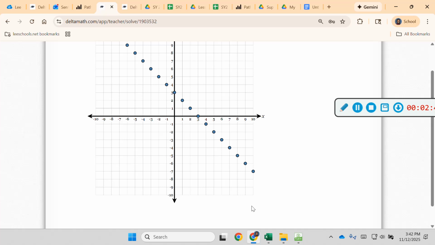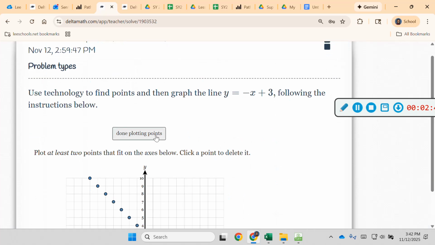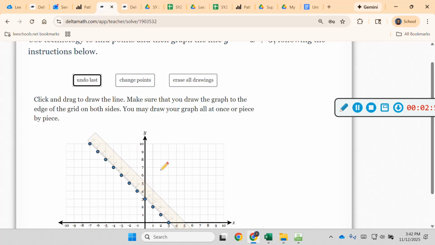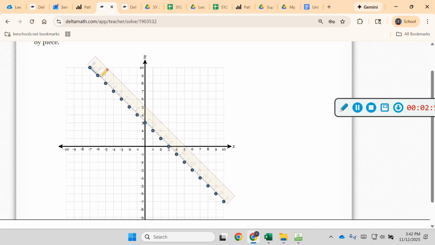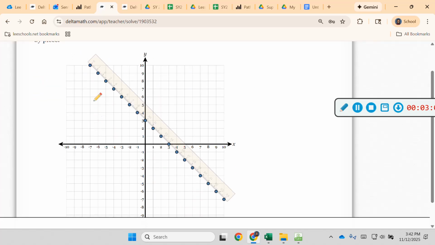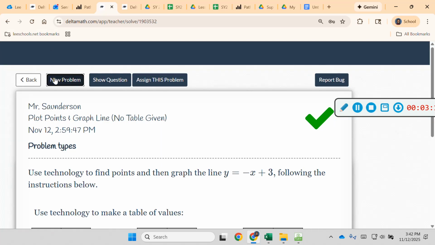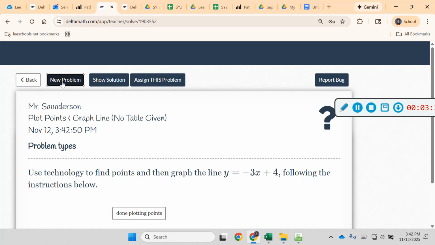Alright, so again, guys, that's what your line would look like. Then you click done plotting, and then you try to draw your line as accurate as possible, going down through all these points. I just made a mistake right there, so I try to do it as accurately as possible, straight through all these points. I think that's the hardest part, putting it into all the points. Just go as accurate as possible. Take your time, and then there we go. So again, that's what you will need to do for this question.